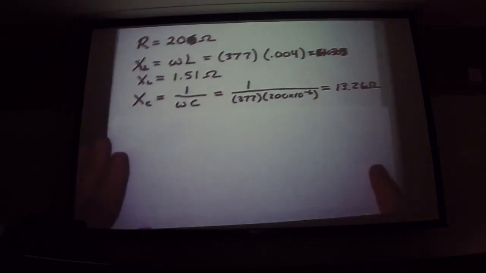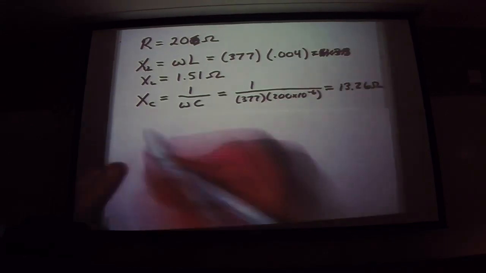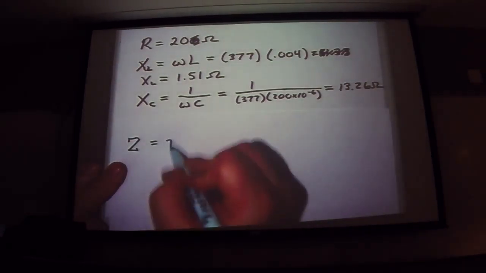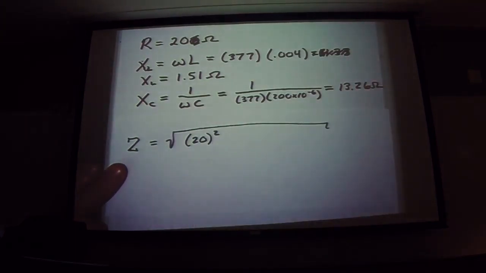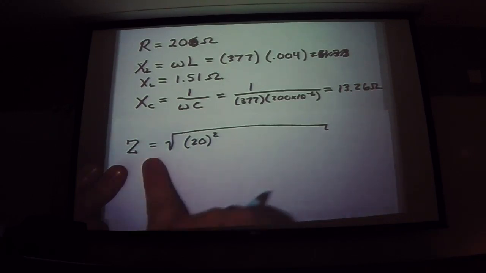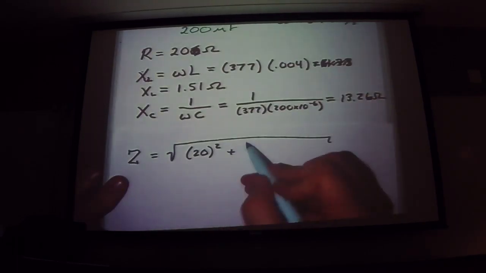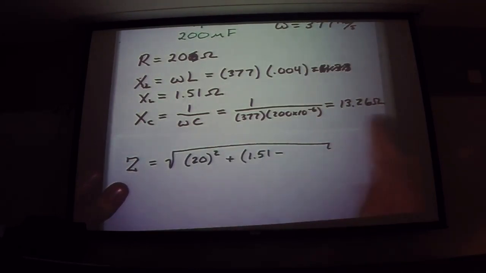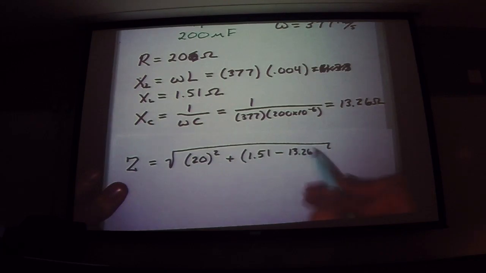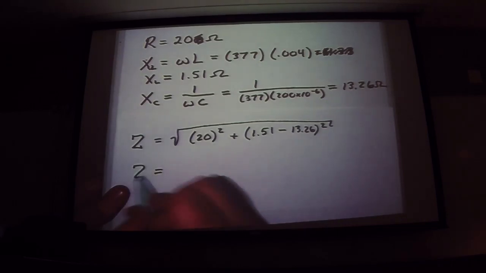All right, here we go. So now let's calculate our impedance. Z equals the square root. On this question, what are we looking for? We're looking for the impedance, the RMS current, and the phase. Those three standard things we can ask. Plus, XL is 1.51 minus X sub C, 13.26 squared. Somebody calculate that number and tell me what you get.